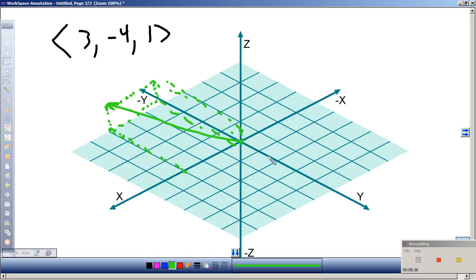The goal is to make it look 3-dimensional. I didn't do a very good job with that one, but that is the overall arc.